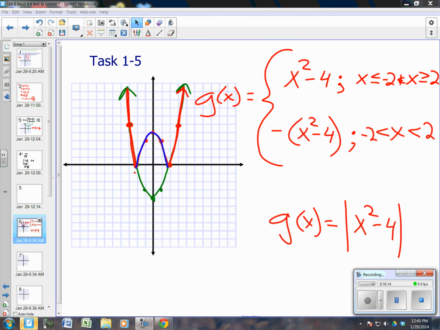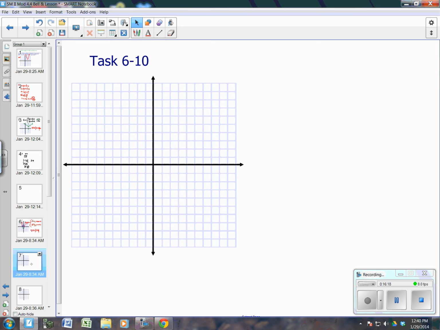Okay, I want you to do 6 through 10 now. 6 through 10, it's the same kind of problem, same kind of deal, except they did a little shifting. They did a horizontal and a vertical shift. So that problem that we did at the first of class for bell work was to get you ready for this kind of problem right here. See if you can do the same thing now.